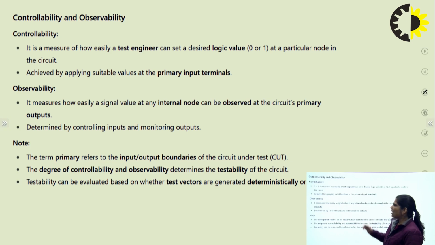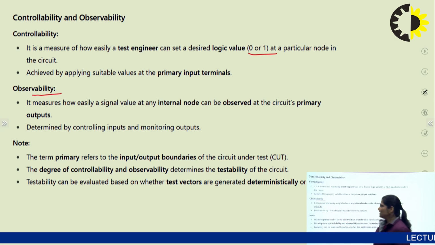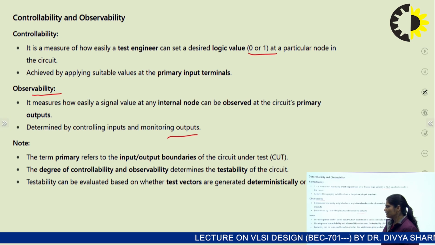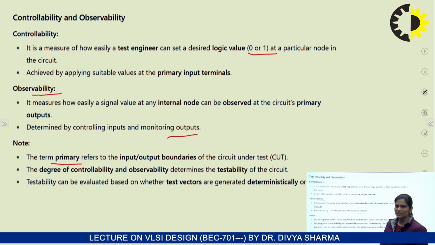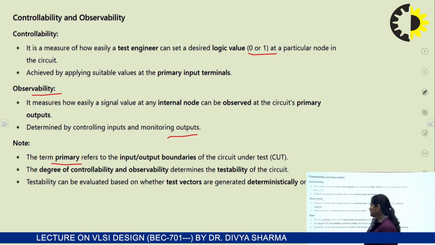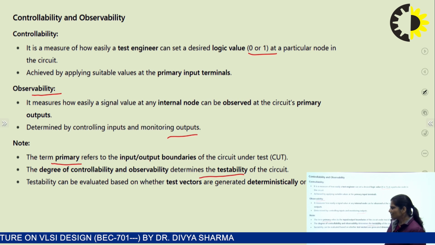It is a measure of how easily a test engineer can set a desired logical value, 0 or 1, at a particular node in the circuit. Or you can say it is achieved by applying suitable values at the primary input terminals. Second is observability. It measures how easily a signal value at an internal node can be observed at a circuit primary output, and it can be determined by controlling inputs and monitoring outputs. The term primary refers to the input-output boundaries of the circuit under test, and the degree of controllability and observability determines the testability of the circuit.